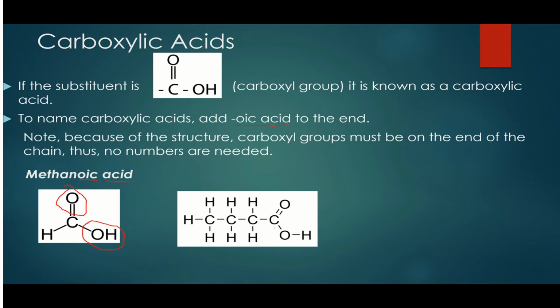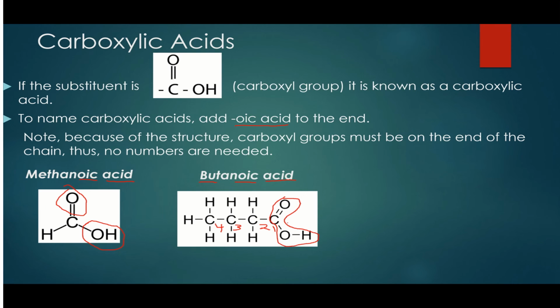Here's another one. Again, if we count our carbons, 1, 2, 3, 4. We know that our prefix for 4 is but. We notice on the end here, we have our carboxyl group, so we have a carboxylic acid. So we would call this one butanoic acid. Again, but for 4 carbons, oic acid, telling us that we have this structure here at the end.